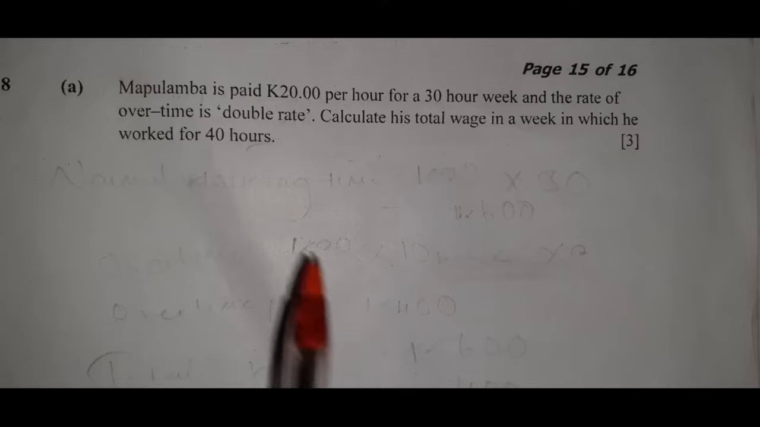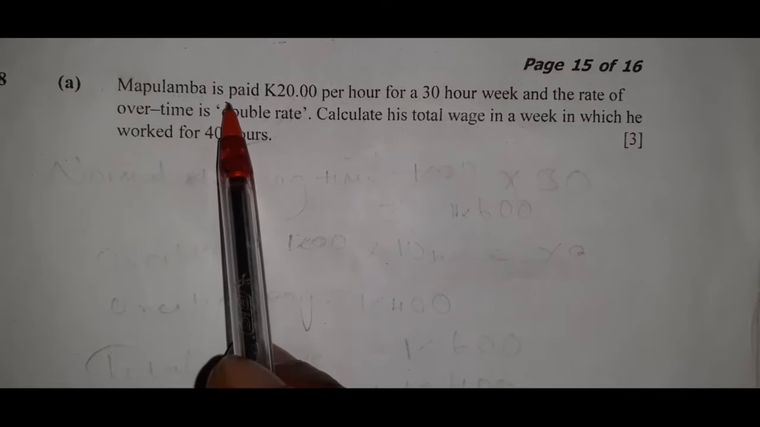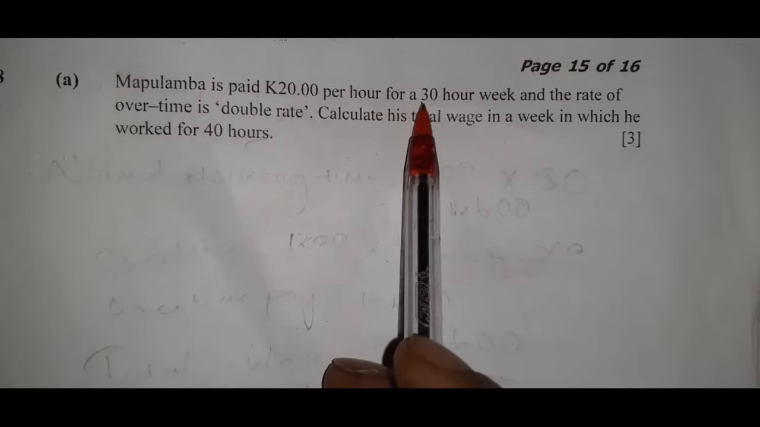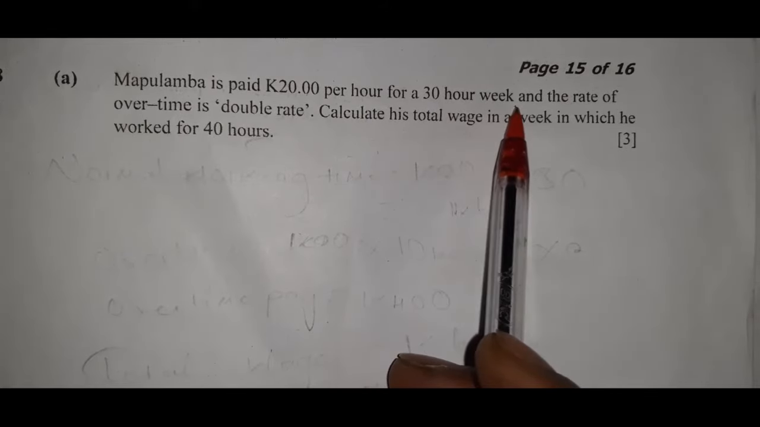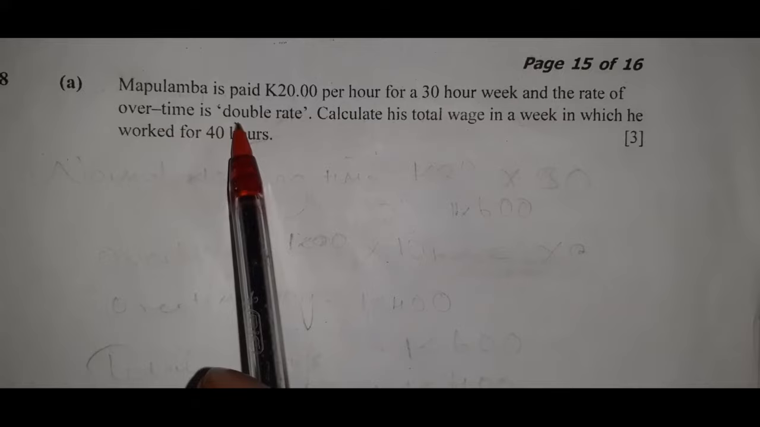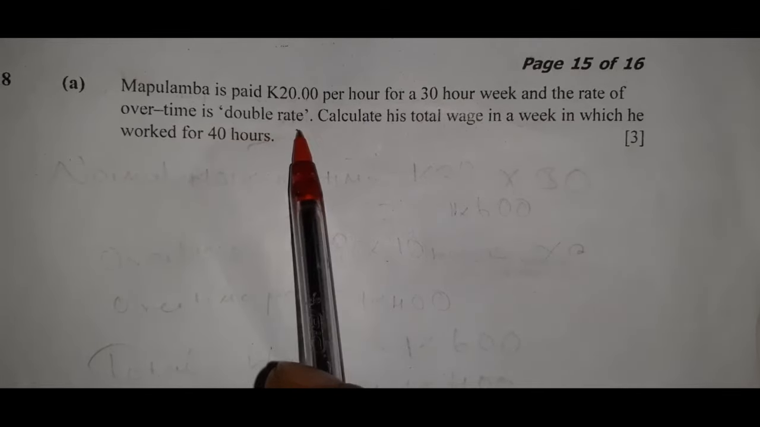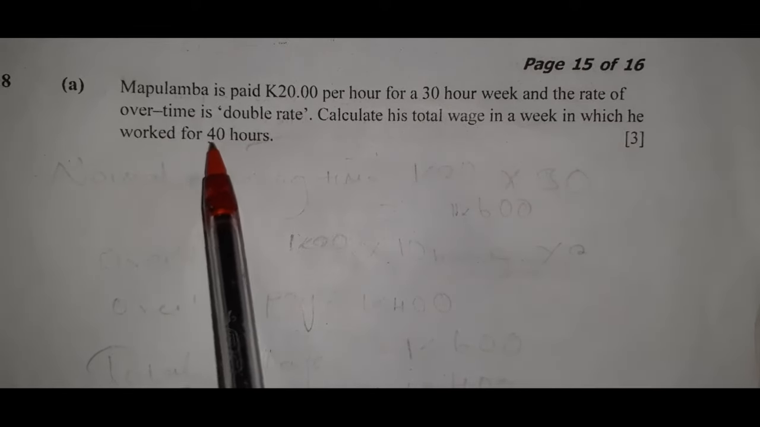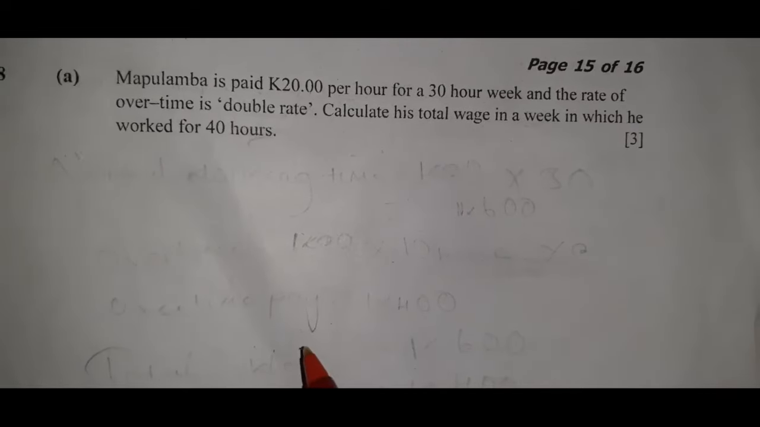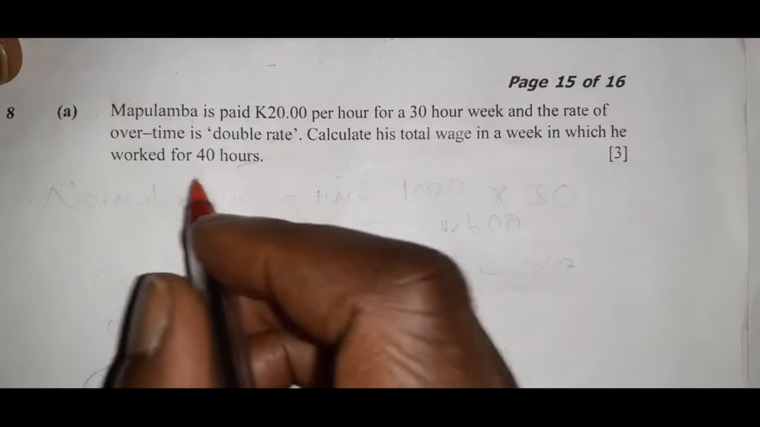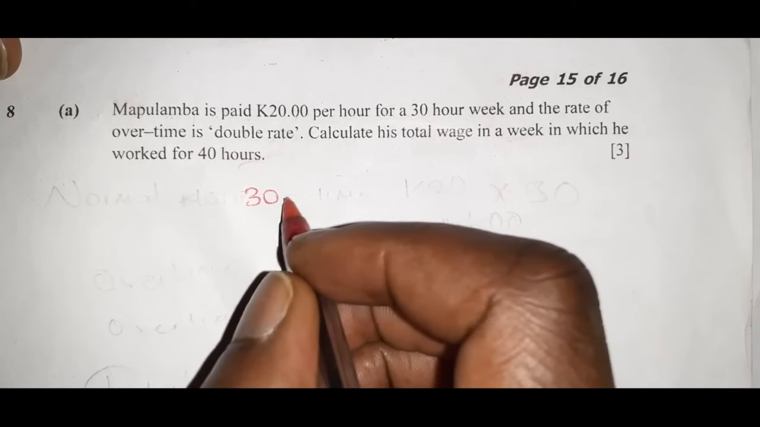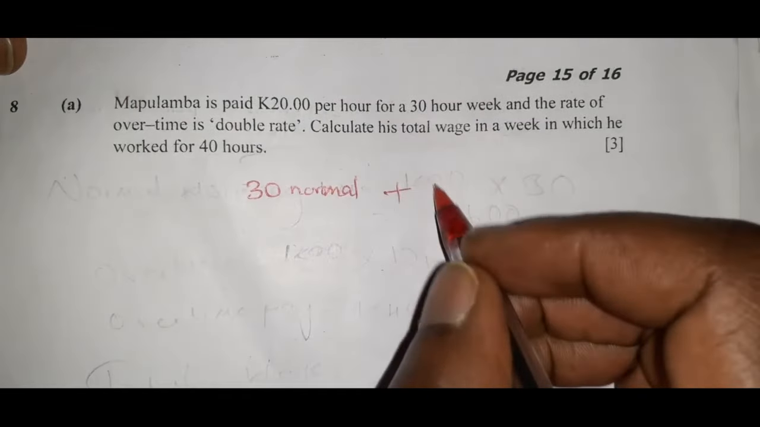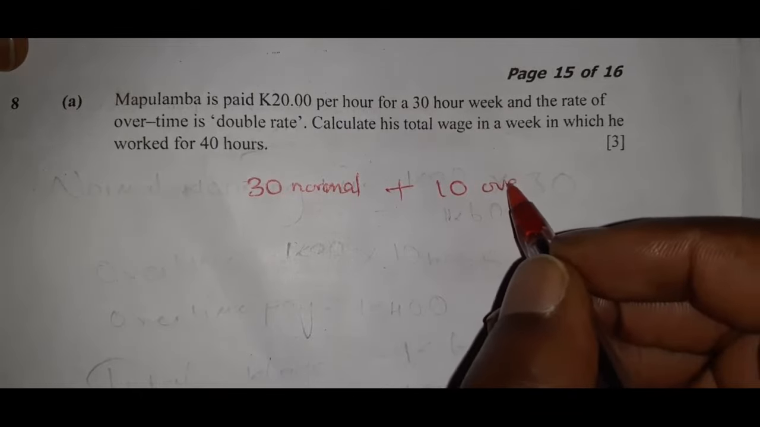Okay, so my plumber is paid 20 kwacha per hour for 30 hours a week, and the rate of overtime is double rate. Calculate his total wage in a week in which he worked for 40 hours. So it means 30 is normal time, 30 is normal work plus 10 hours, which is overtime.